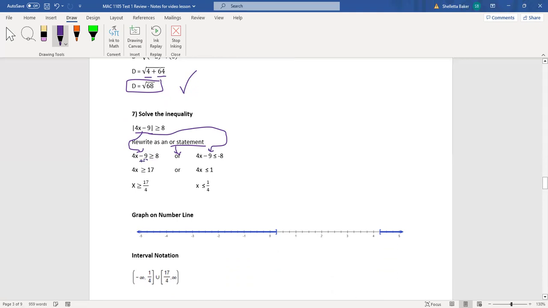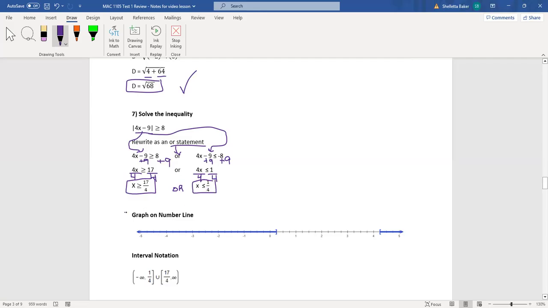To solve that inequality, we're going to first add 9 to both sides of the inequality. 8 plus 9 gives us 17 on the right side. Carry down 4x, and then we want to divide both sides by 4. So we'll get x greater than or equal to 17/4. For the second inequality, 4x minus 9 less than or equal to negative 8, we'll want to add 9 to both sides. Negative 8 plus 9 on the right gives us 1. Divide that by 4, and we'll get x less than or equal to 1/4.